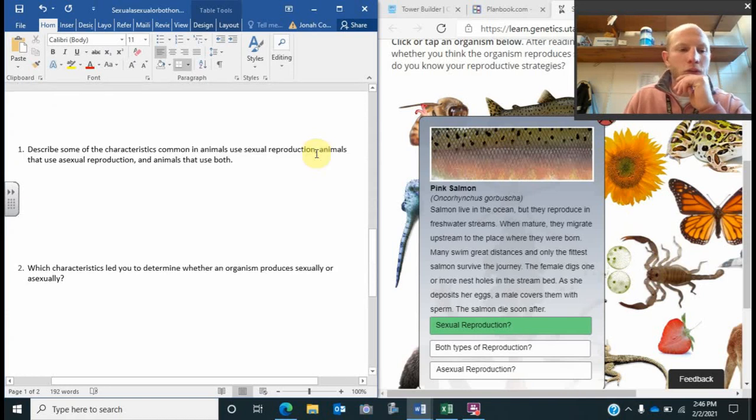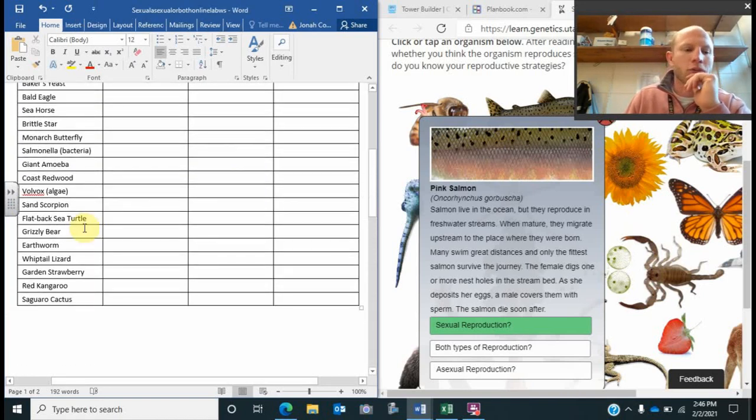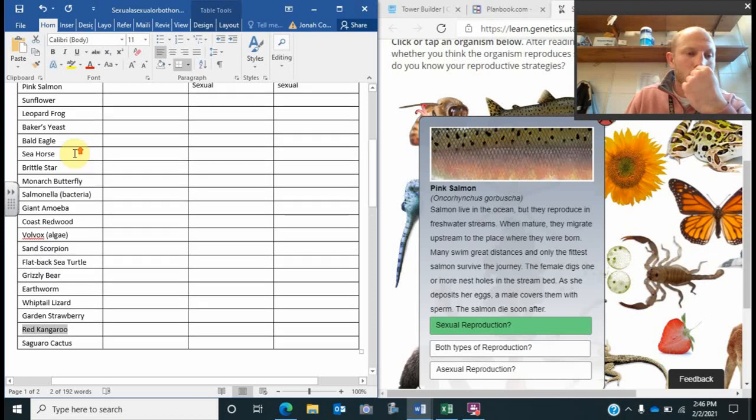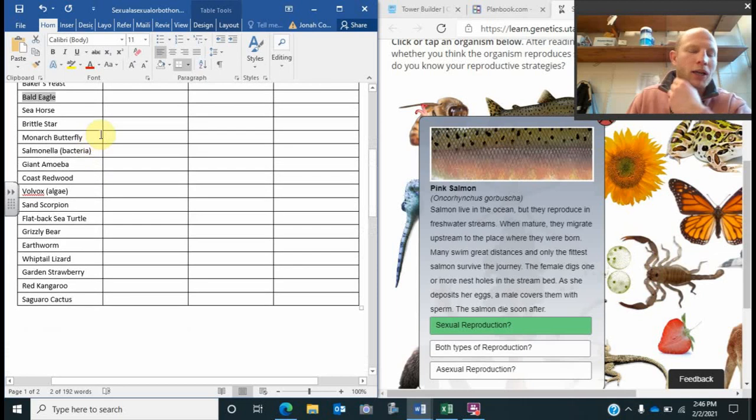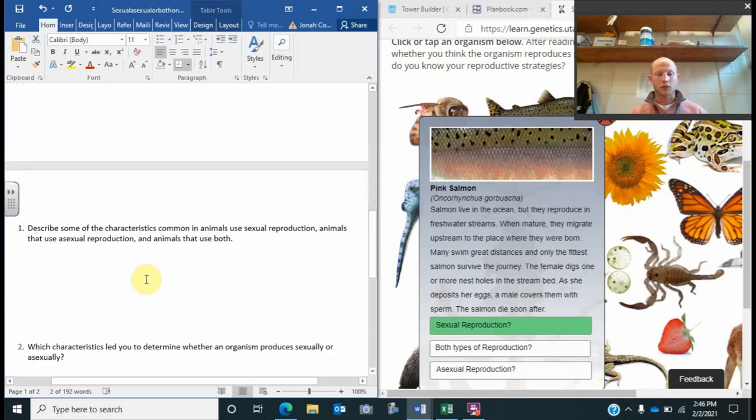And so as you guys get going through this, you need to fill out this back one. So when you think about the common characteristics, you guys are going to start figuring out things like the grizzly bear, things like the red kangaroo. Let me see what else. The bald eagle, right? These are big animals. Even the leopard frog, the pink salmon. So we understand that bigger, more complex animals use sexual reproduction generally. Okay, that's for number one. If you need to, pause this video right now and come back when you're done with that table. But sexual reproduction, generally larger animals, generally, right?